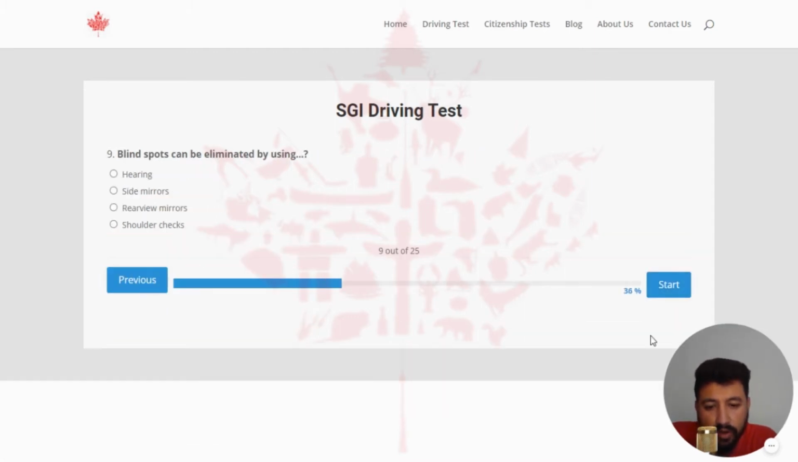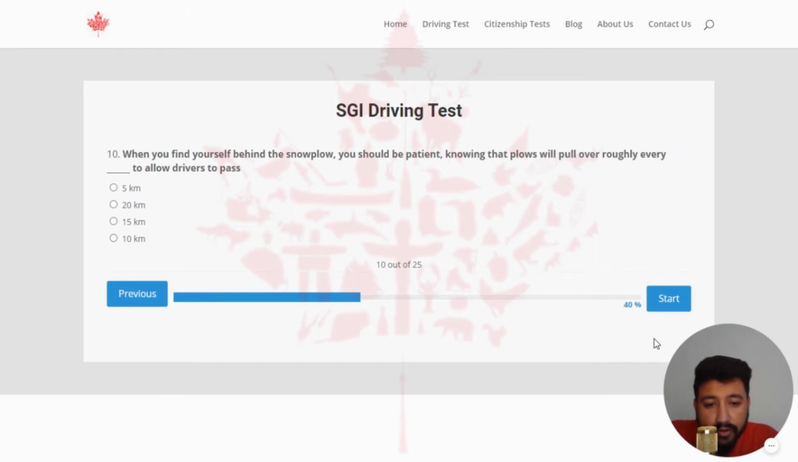Next, blind spots can be eliminated by using. The right answer of this question is shoulder checks. So let's click on the last one. Next. When you find yourself behind a snowplow, you should be patient, knowing that plows will pull over roughly every blank to allow drivers to pass. The right answer of this question is 10 kilometers.